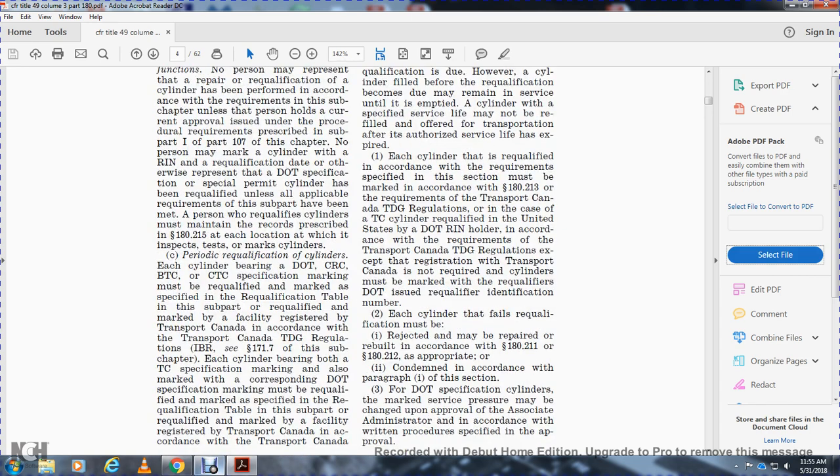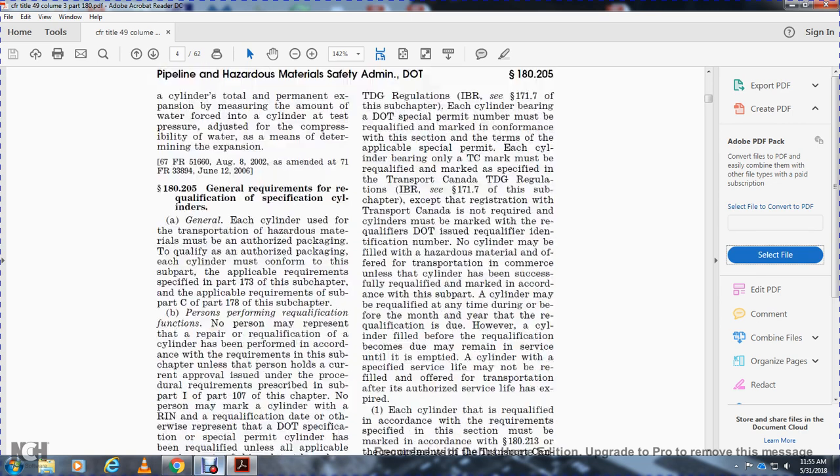Periodic requalification of cylinders. Each cylinder bearing a DOT, CRC, BTC, or CTC specification marking must be requalified and marked as specified in the requalification table in this subpart, or requalified and marked by a facility registered with Transport Canada in accordance with the Transportation of Dangerous Goods Regulations, IBR 171.7, in the subchapter. Each cylinder bearing both the TC specification mark and the corresponding DOT specification marks must be requalified and marked as specified in the requalification table in this subpart, or requalified and marked by a facility registered with Transport Canada.